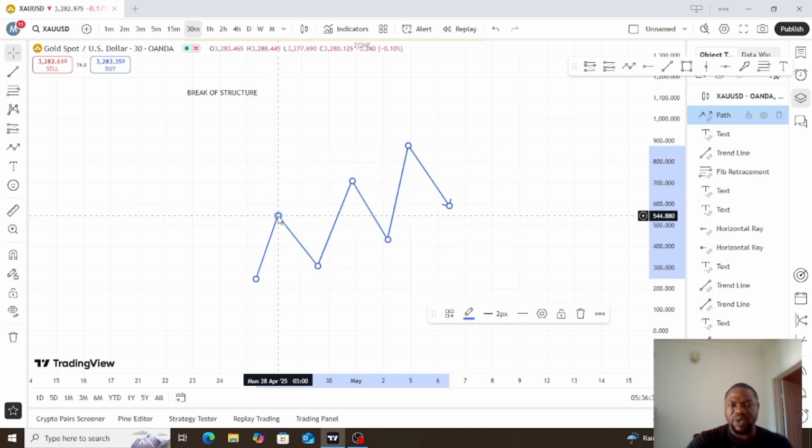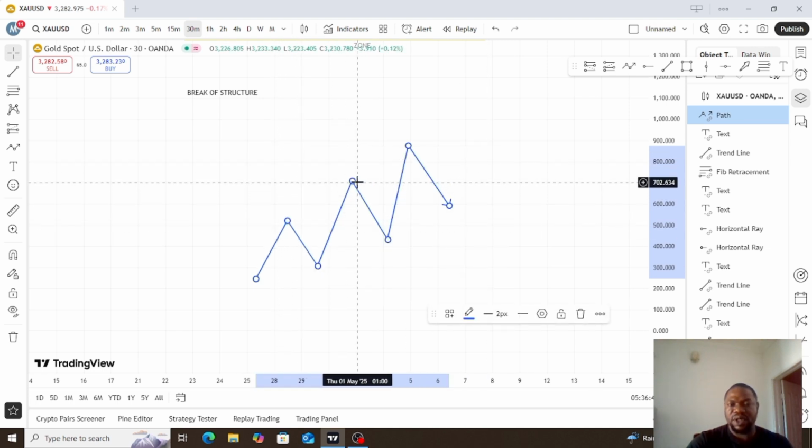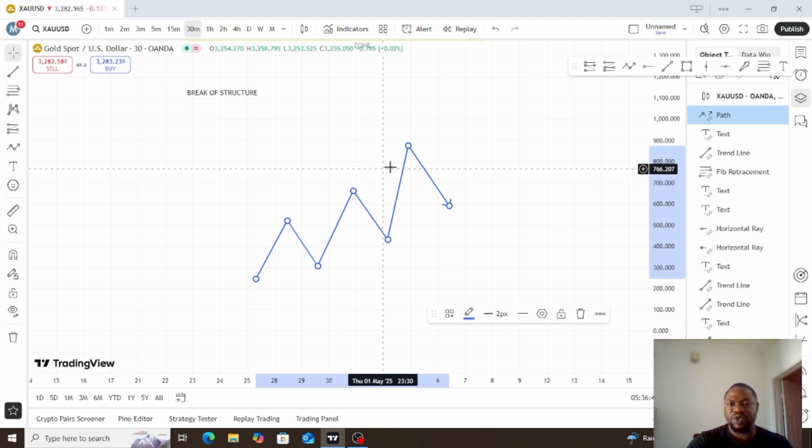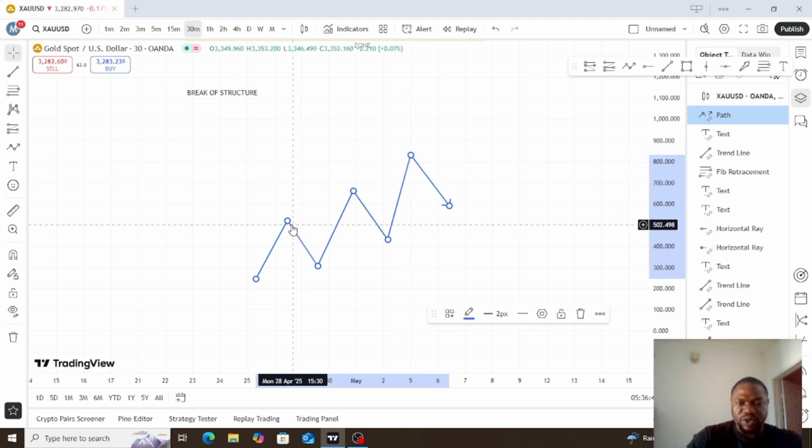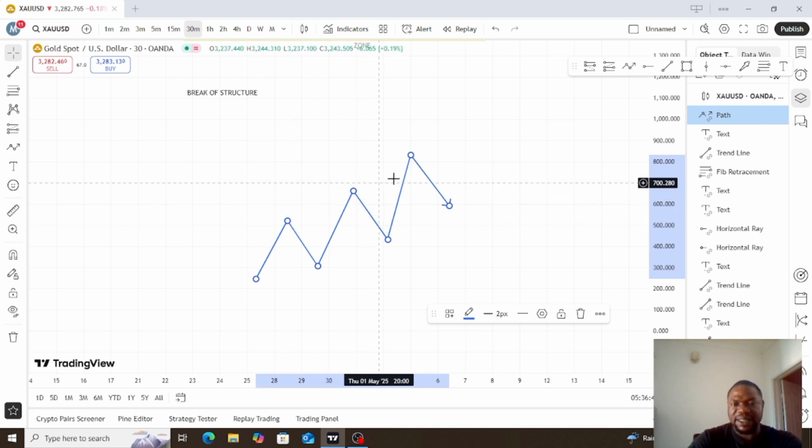Now, as you can see, why do we call it a higher high and a higher low? Please, if you have not watched my previous video, do so, so I don't make this video too long. I told you this is a high, this is a high, this is another high. This high was formed and it is higher than the previous high, and this high is also higher than the previous high.